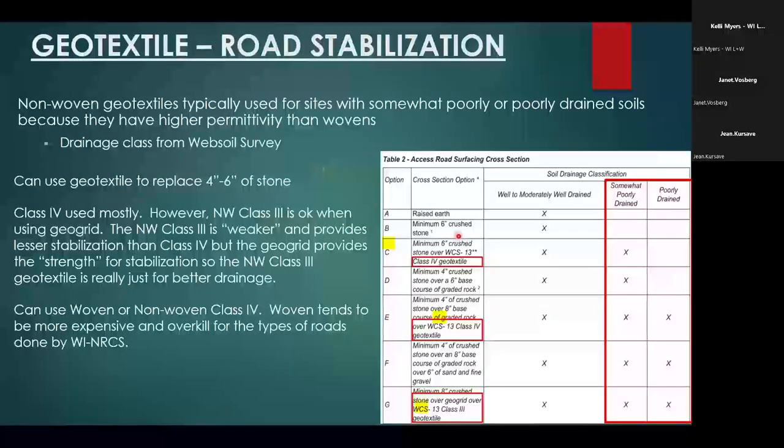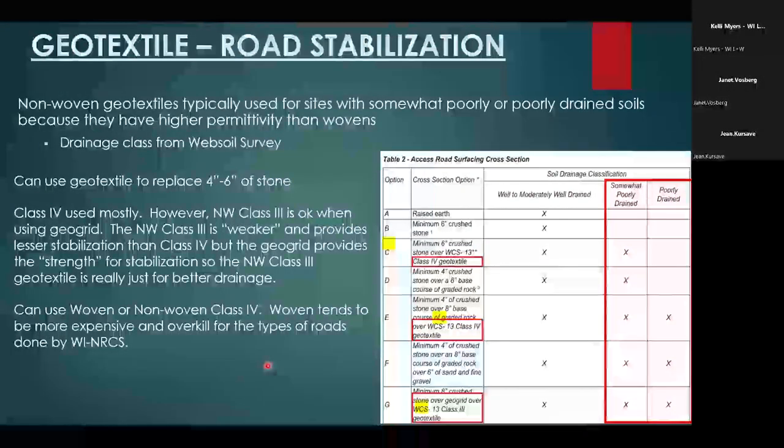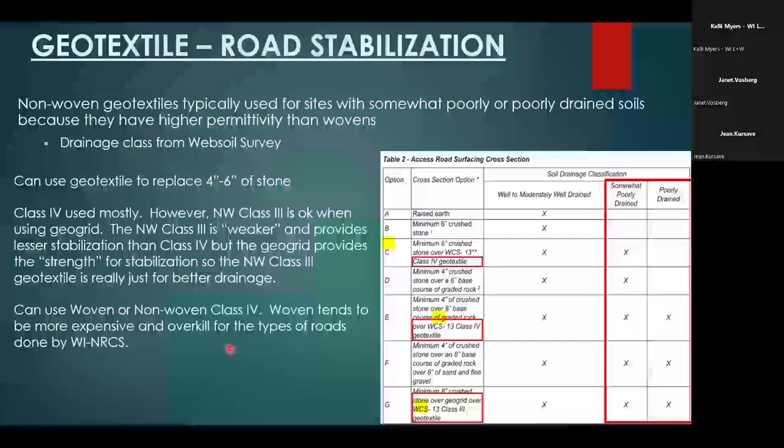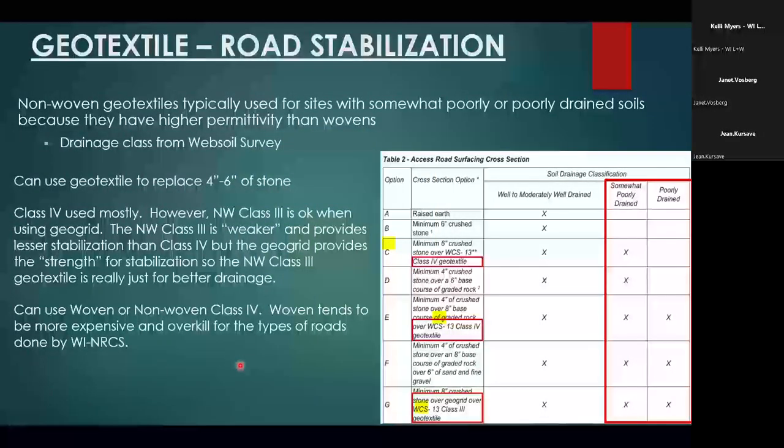The access road standard mentions things like somewhat poorly drained. And when you start getting into somewhat poorly drained and poorly drained, you start seeing the geotextiles show up in the options. The class 4 is appropriate. It's a road. And typically, as you can see from this table, geotextile can be used to replace 4 to 6 inches of stone. And we almost always use class 4, but they show this one, class 3, down here can be used, and we're like, wait a minute, class 3 is for subsurface drainage. It's not very strong. Why would we want to put that in a road?